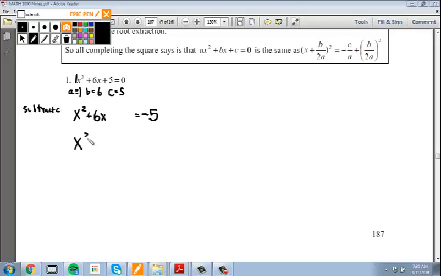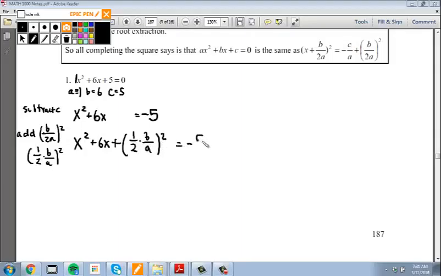Then, please keep this in mind, I'm always going to add B over 2A squared to each side. But I like to put it as 1/2 times B over A squared, just to be a little bit clearer of what's going on. So plus 1/2 B over A squared to each side. If you want to know where this comes from, please read the box on this page. But there's really no reason to know where this comes from. Just do it, please. Okay?